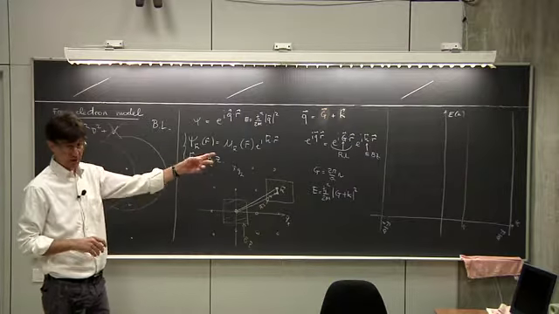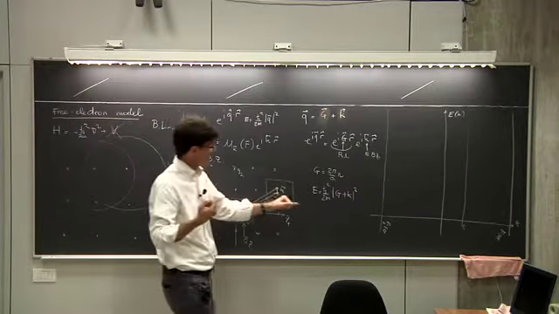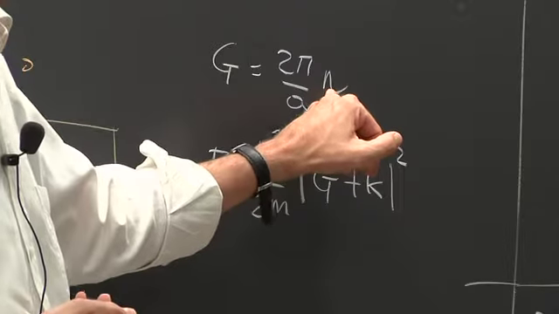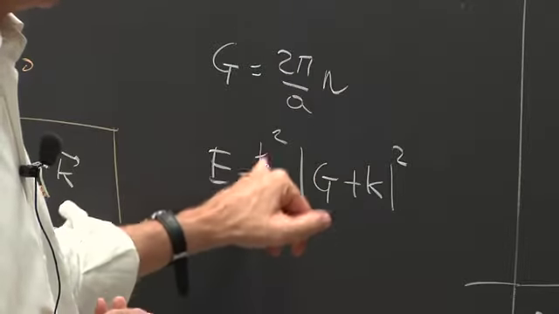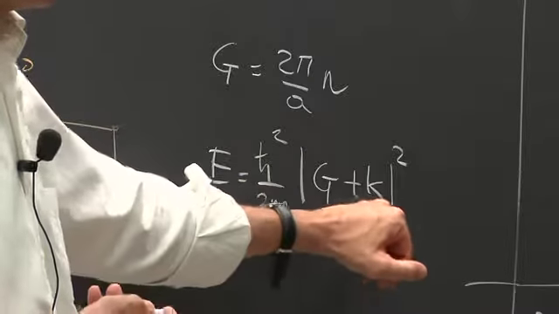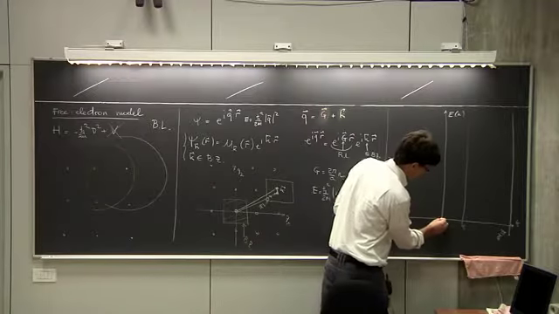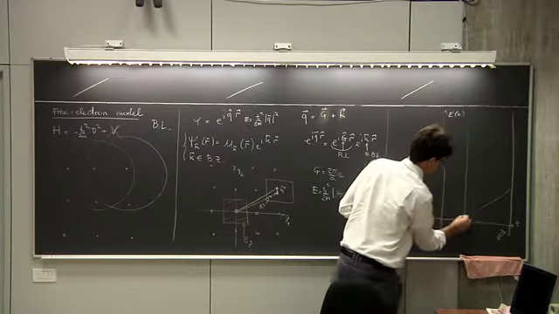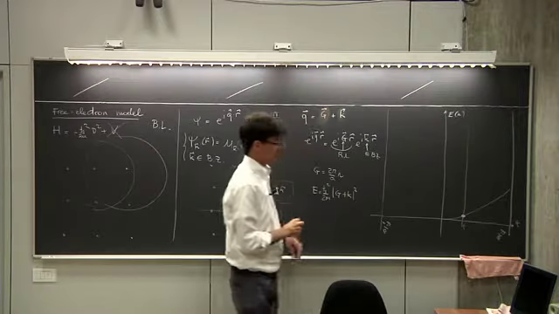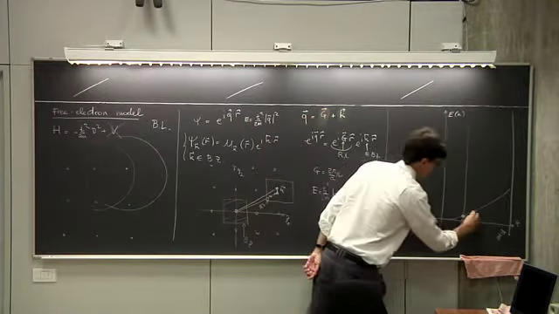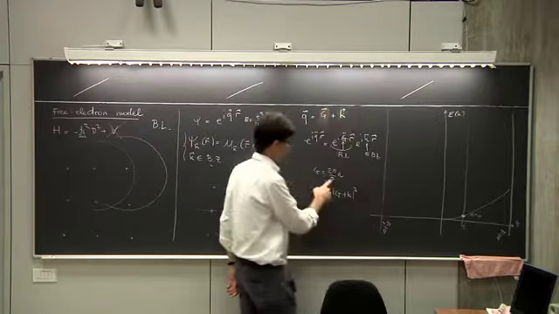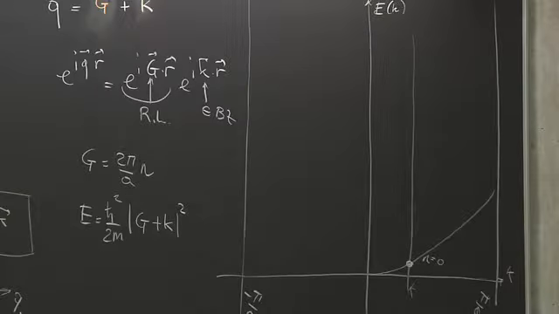So let me draw the solutions now on the blackboard. Let me start with G equals to 0, n equals to 0. The energy is h bar squared over 2m k squared. Okay? So k squared means that it's a parabola. Here you go. This one is n. Let me use the same notation that I'm using for the reciprocal lattice vectors. It corresponds to the n equals 0 reciprocal lattice vector.